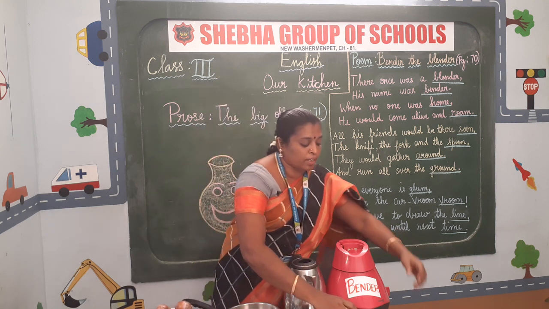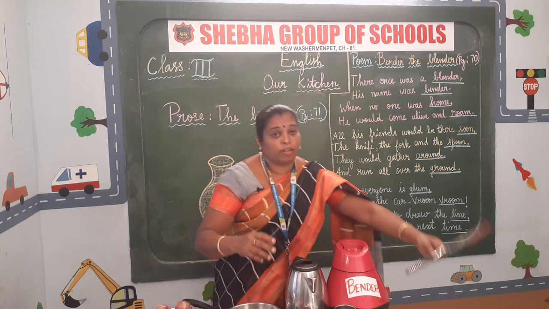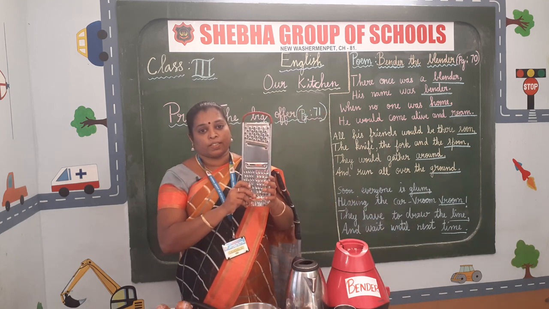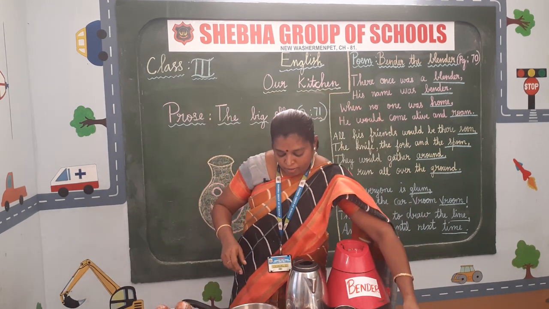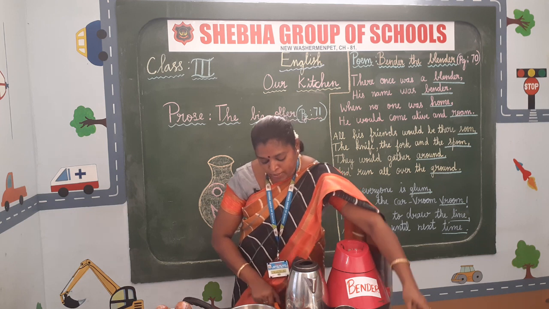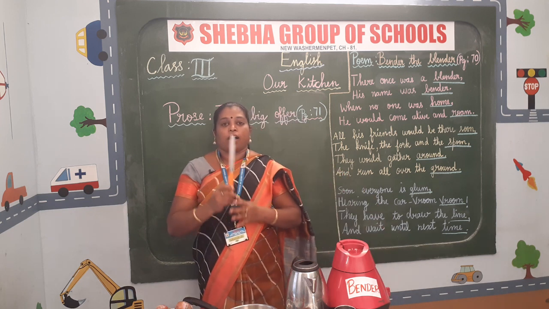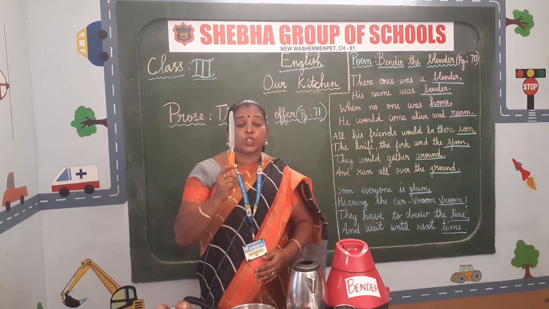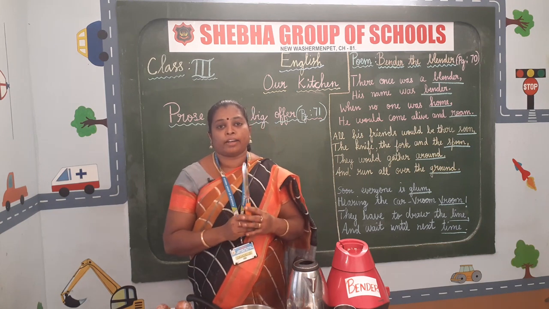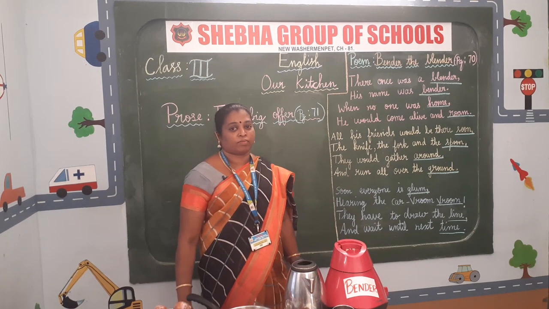The next one is a grater. A grater is used to grate cheese. Okay children, the next one I am going to show you is a knife. A knife is used to cut fruits and vegetables.